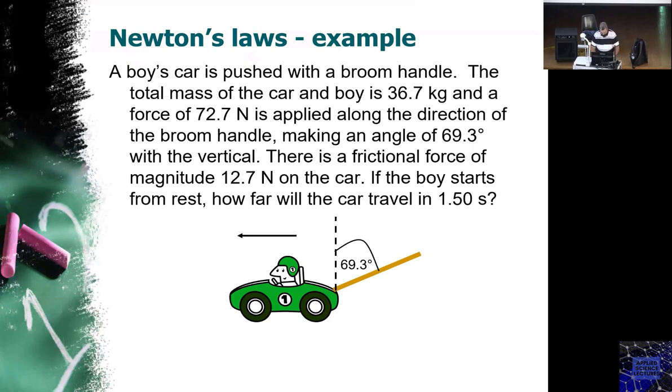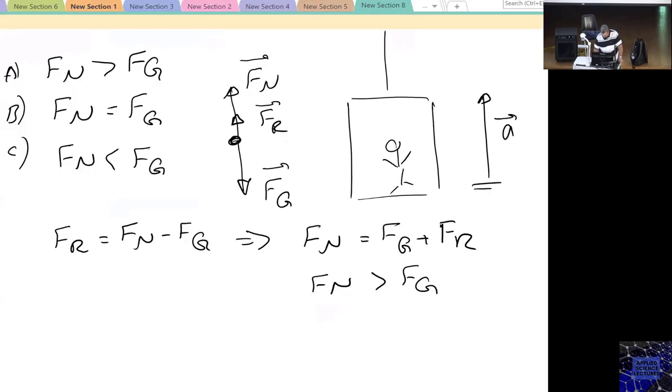So let's look at this problem here. In this problem, we have a boy's car being pushed with a broom handle. The total mass of the car and the boy is 36.7 kilograms. So let me start with drawing the free body diagram here. So this is the car with the boy.